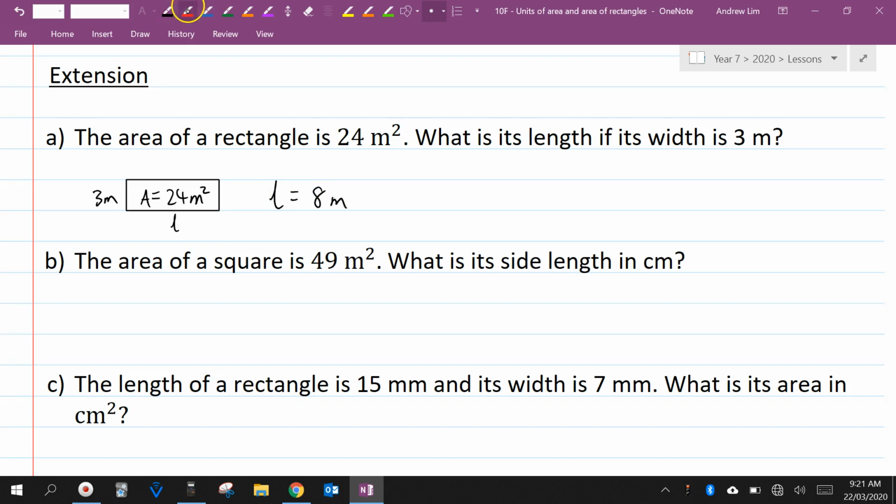Now another way of doing this is, well, we know the formula is A is equal to L times W. Because the area is 24, we don't know what the length is, we need to work that out. But we need to times it by 3, because the width is 3. What number times 3 is equal to 24? 8. So we say that the length is 8. But it's not just 8, it's 8 meters. Because this is meters, and the area is square meters.